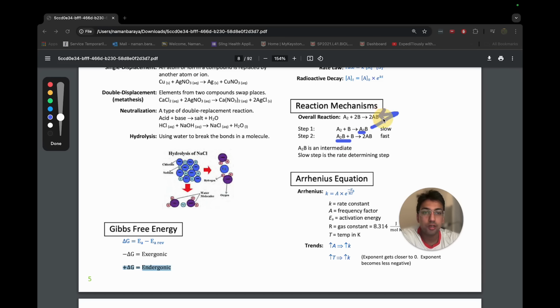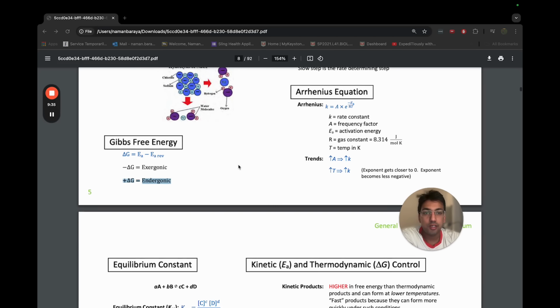Those are things that we produce in the middle in step 1, and then in step 2 we get rid of it, and so that's why those are called intermediates. But it is really, really high yield to know what a rate determining step is. It's just the slowest step. Okay, now we have Arrhenius equation, also very high yield. It's more high yield to know the relationships here than to actually know the equation itself. So I talked about Arrhenius equation.